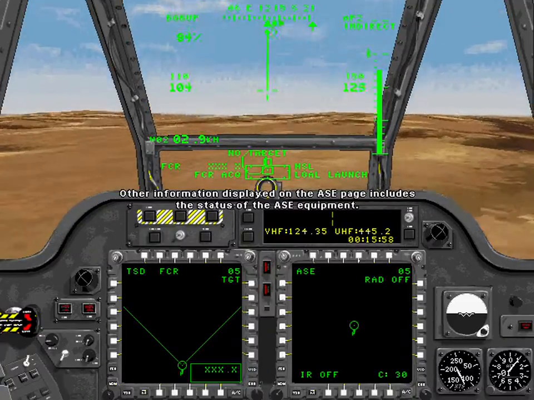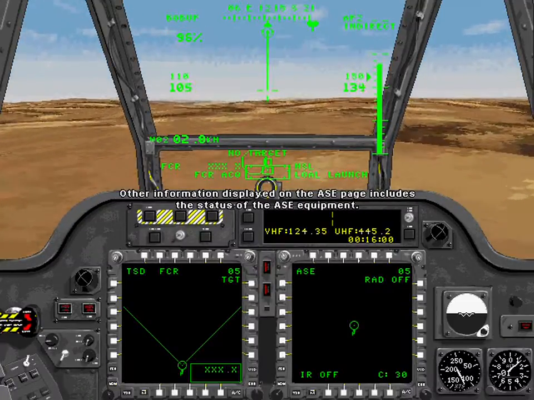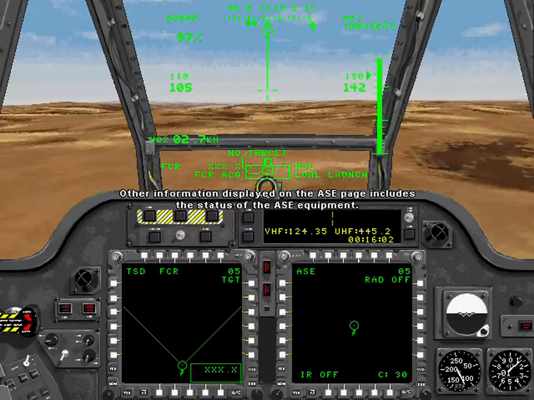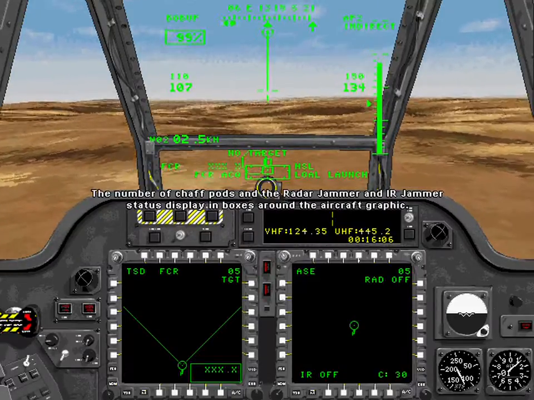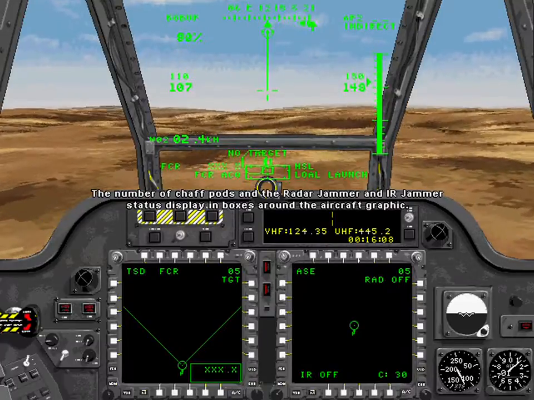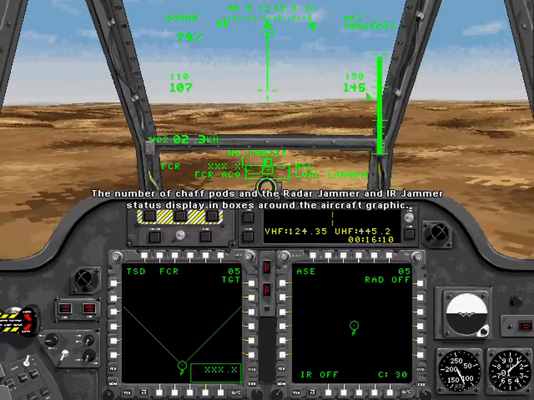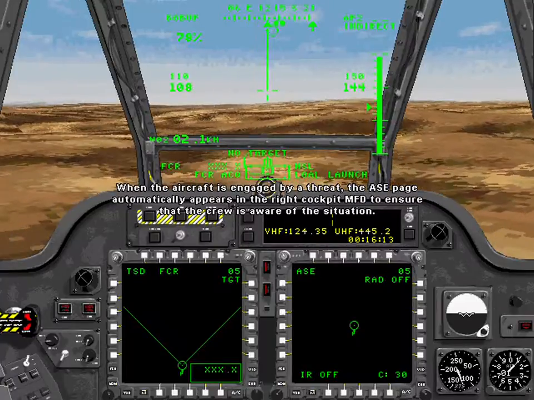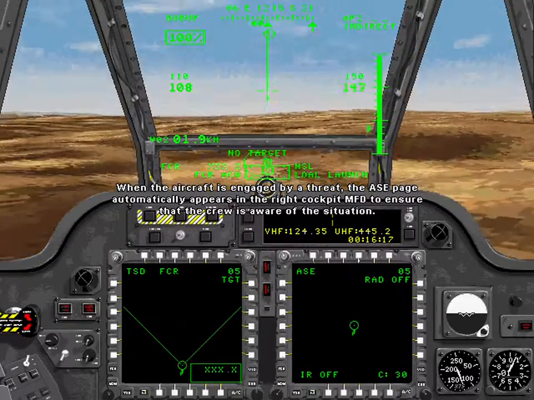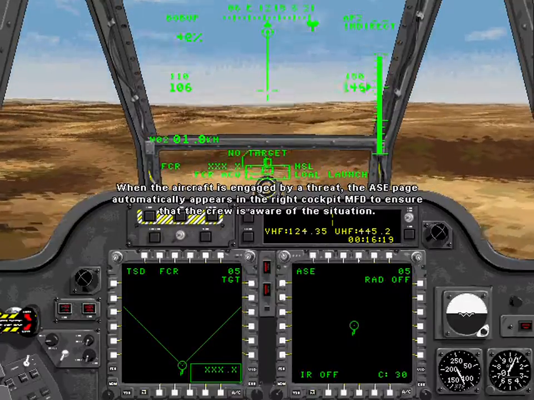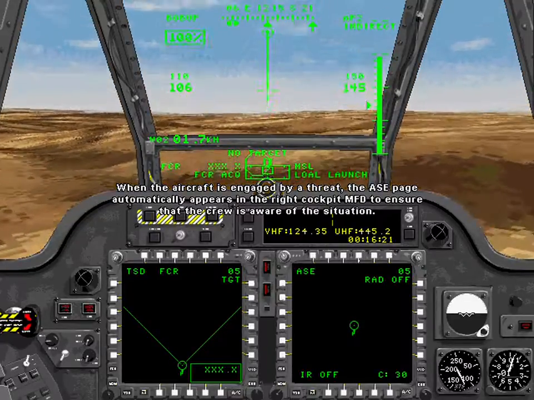Other information displayed on the ASE page includes the status of the ASE equipment, the number of chaff pods, and the radar jammer and IR jammer status, displayed in boxes around the aircraft graphic. When the aircraft is engaged by a threat, the ASE page automatically appears in the right cockpit MFD to ensure that the crew is aware of the situation.